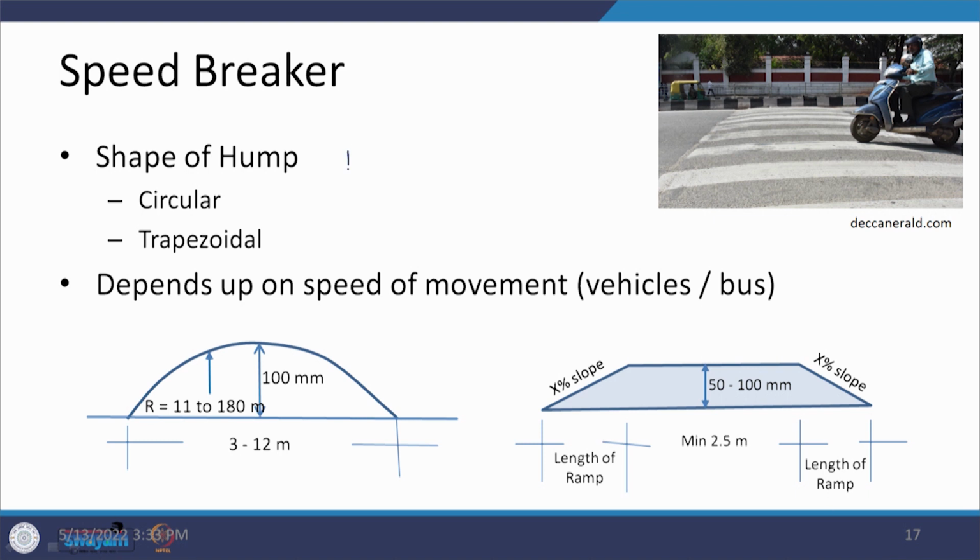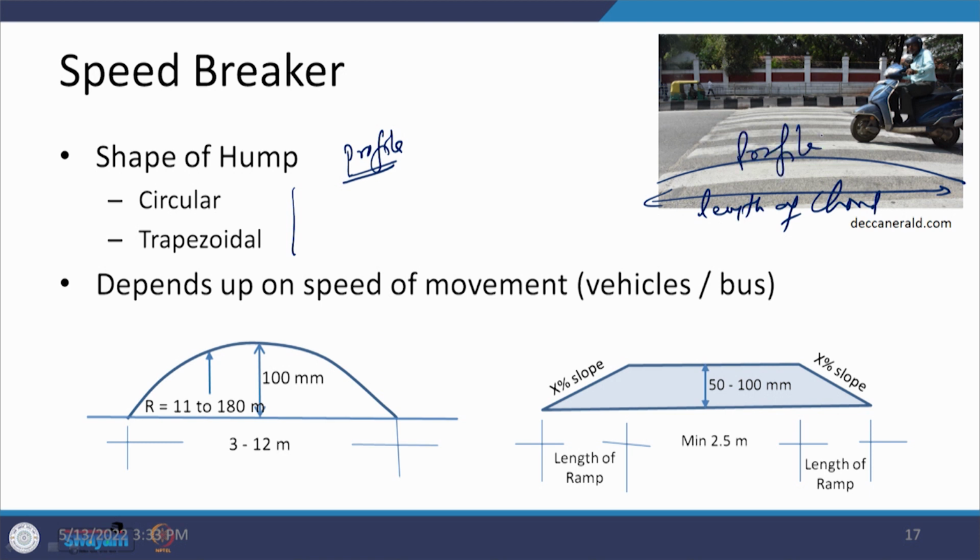Now, when we said that we have to look at the design of the speed breaker, the very first thing is the profile. So, what should be the shape of the speed breaker? The shapes can be either circular or trapezoidal in nature. Now, you can see here a very good design, where you can just see what the length of the chord is, and at the same time the profile which is circular in nature, and therefore whatever vehicle is going to traverse on that, it is going to be more smooth.